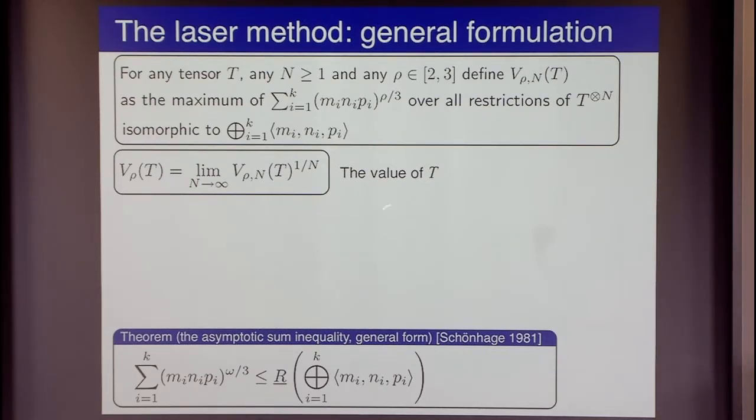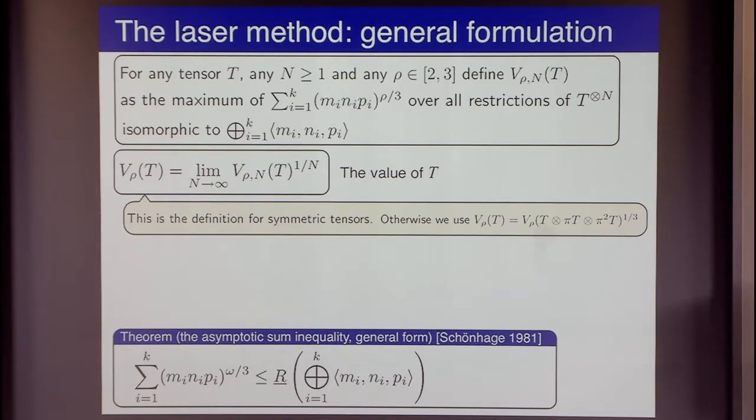And the value is considered as the asymptotic value of this quantity. So we are taking the power 1 over n of V_rho to the n. And the limit exists. And it's called the value of T. Well, actually, technically speaking, this is a definition only for symmetric tensors. If it's not symmetric, we need to symmetrize using the cyclic shift of coordinates.